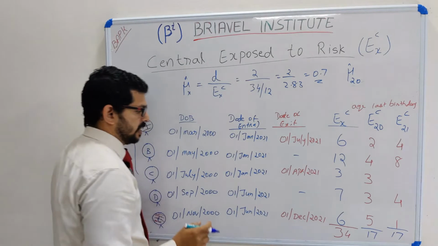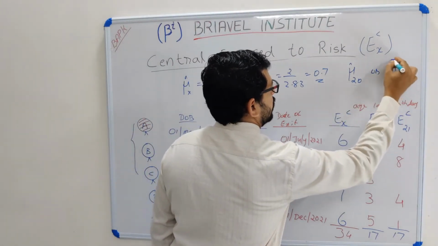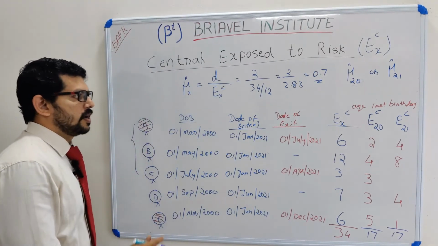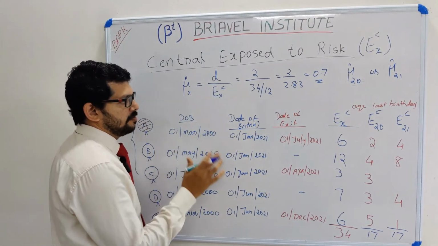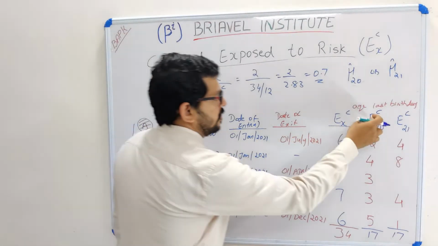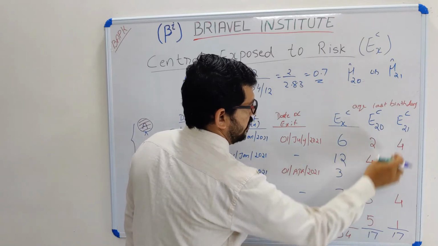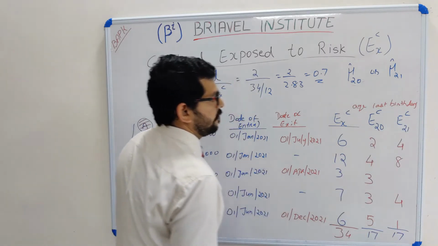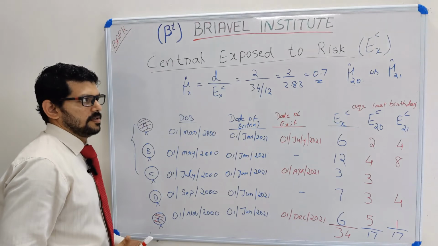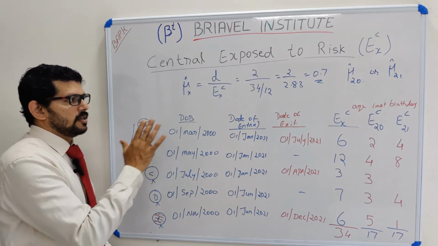Estimating force of mortality at the age of 20 or age of 21. So we have to calculate how many deaths at age 20 and how many deaths at age 21, and divide by the central exposed to risk. We have already taken 17 and 17 SC. So this is the central exposed to risk.